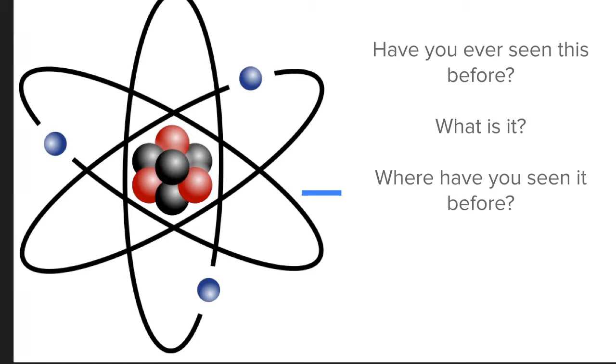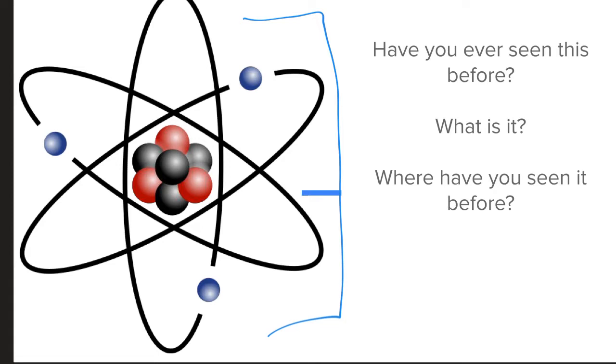So we've been talking about properties of matter, and now we need to talk about what really gives materials their properties and what they're made of. So first thing is I want you to look at this image over here and just think about, have you ever seen this before? What is it?